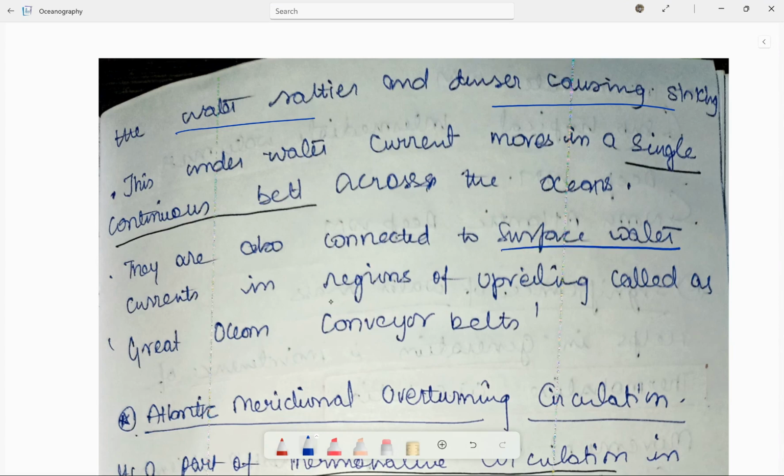surface water currents in a region of upwelling called as greater ocean conveyor belts. सो upwelling and downwelling जो होता है, that is how deep ocean currents are connected with the surface water currents in the region of upwelling, जिसको हम great oceanic conveyor belt बोलते हैं.